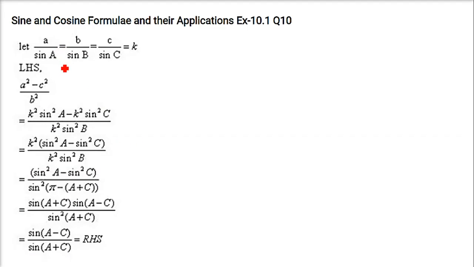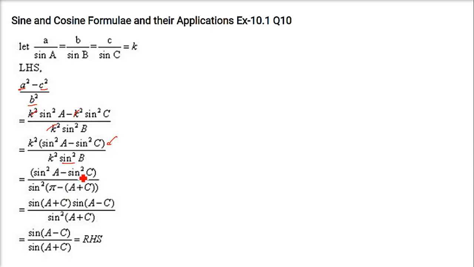Now here we have a square minus c square by b square. So when you have this sine rule, just put a as k sin A, c as k sin C, and b as k sin B. So what do you get? Just square them. This k square gets cancelled. Now this sin square A minus sin square C simply means sin(A+C) sin(A−C). This means sin square theta 1 minus sin square theta 2 is sin(theta 1 + theta 2) sin(theta 1 − theta 2).